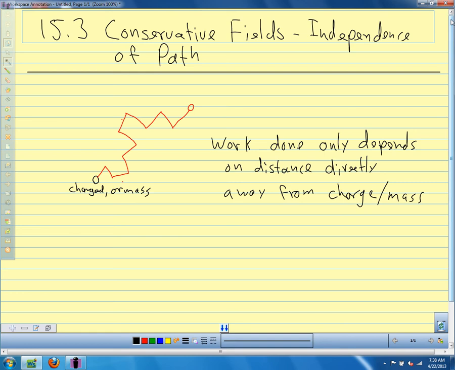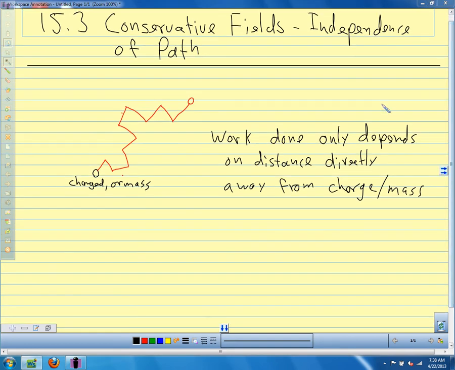Well, it turns out that gravity and electricity, the force due to gravity and the force due to an electrical field, are conservative fields. It turns out that for any conservative field, the line integral, which we defined by talking about work, over a path depends only on the starting point and the end point. It doesn't matter what the path is in between. All that matters is where we start and where we end for any conservative field.